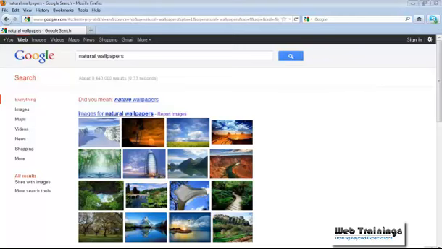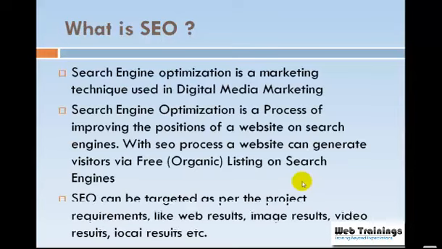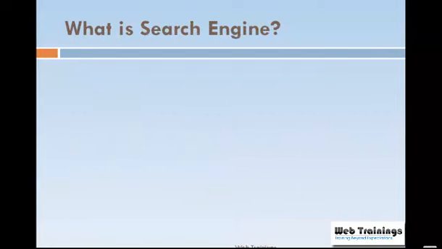Is it clear? Yes, sir. So what I want to explain is that whenever we are working with SEO, we have different ways of marketing: web marketing, image marketing, video marketing, and local result marketing. Is it clear? So now you understood clearly what is SEO?